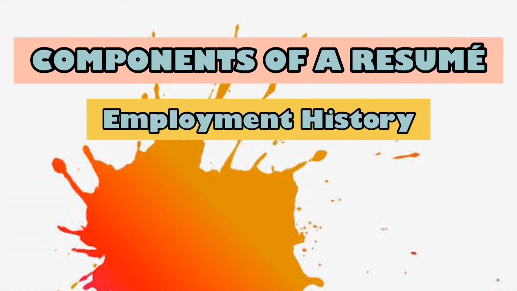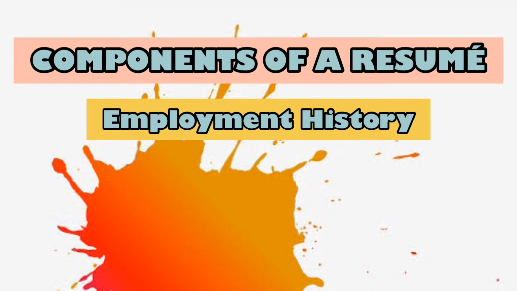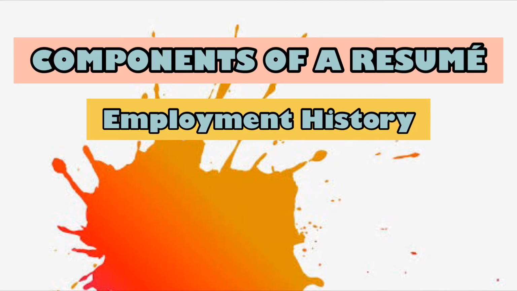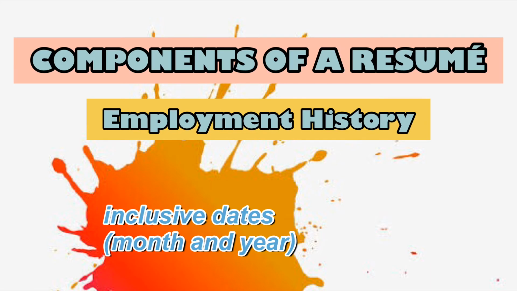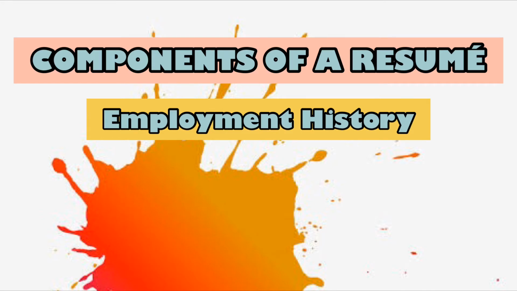Next is your employment history. On this part, never put anything that is not 100% true. And in writing your employment history, you should begin with the most recent experience. Each job mentioned must include the name and the address of the employer, the inclusive dates, which can be month and year, and a brief job description. Job description is something that describes your job. What are you doing in that company?